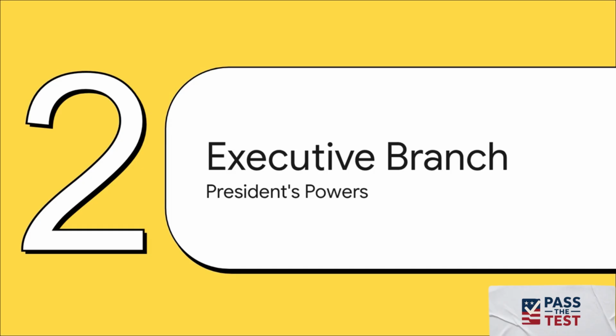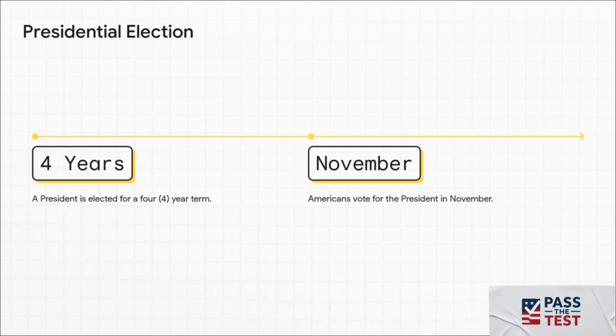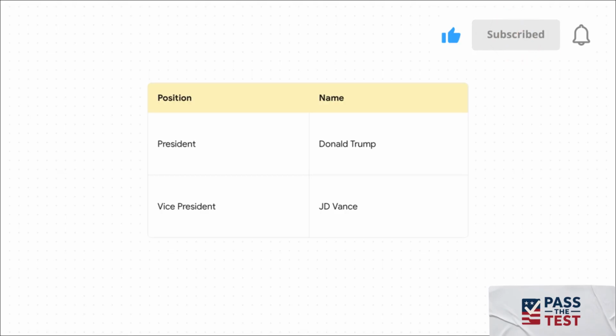All right, tour's moving on. Let's head over to the executive branch. This is the part of the government that's in charge of carrying out the laws that Congress writes. And of course, this is the world of the president and the vice president. So let's talk about the election cycle. First up, we elect a president for how many years? That's right, it's a 4-year term. And in what month do we vote for the president? That happens in November.